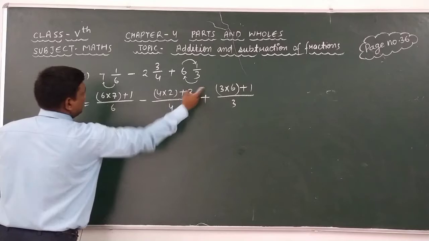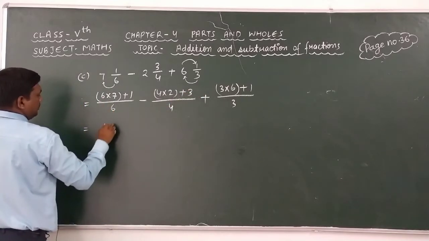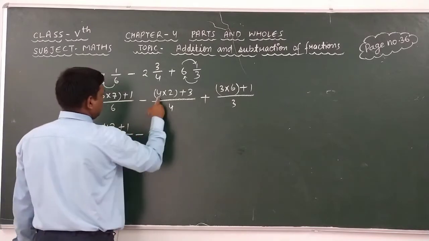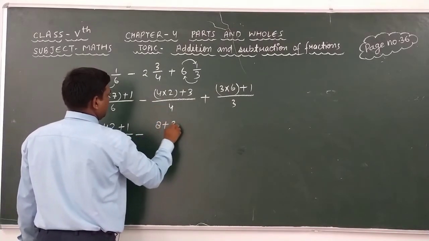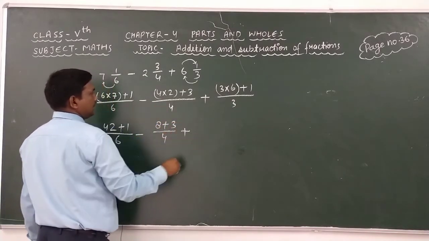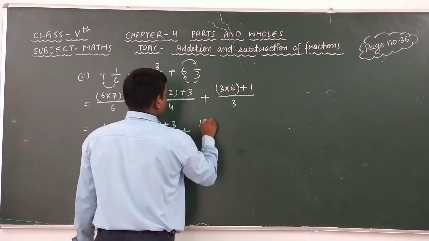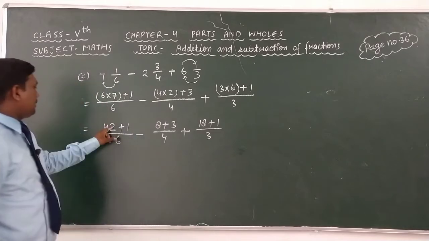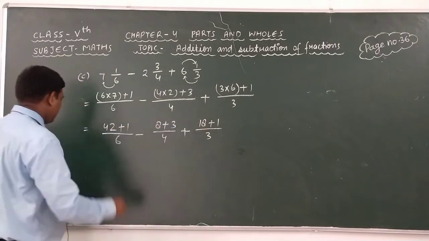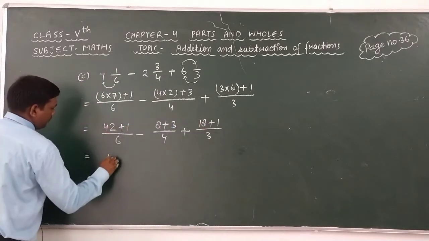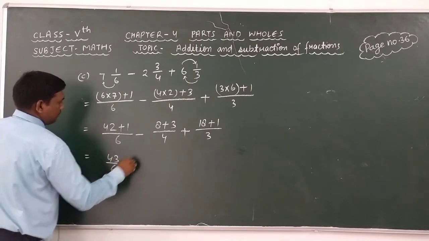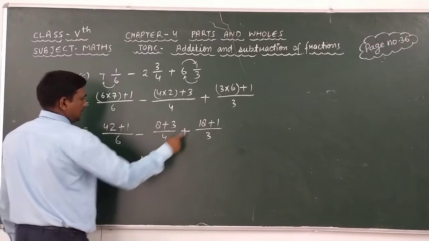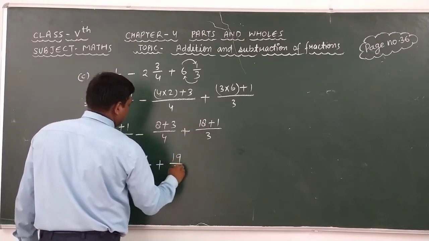After multiplying this, we get 6 7s are 42 plus 1 over 6 minus 4 2s are 8 plus 3 over 4 plus 3 6s are 18 plus 1 over 3. After adding this, we get 42 plus 1 is 43 over 6 minus 8 plus 3 is 11 over 4 plus 18 plus 1 is 19 over 3.